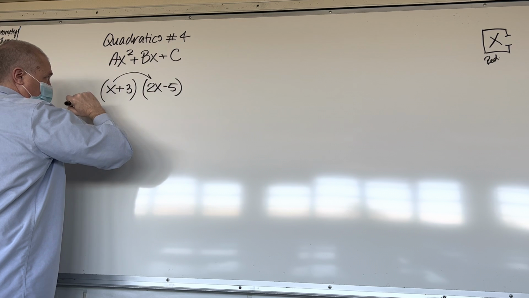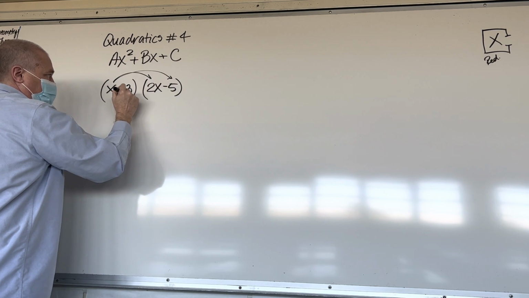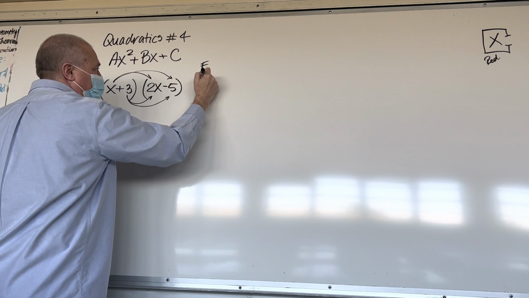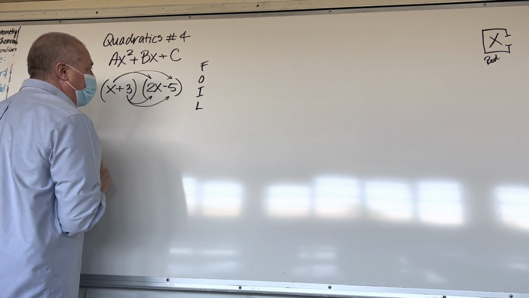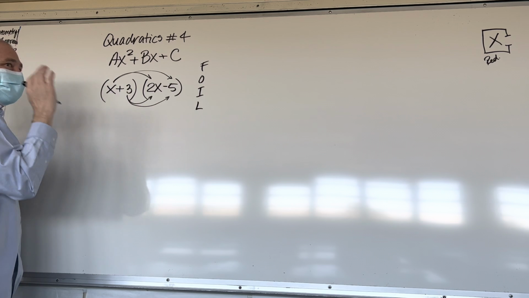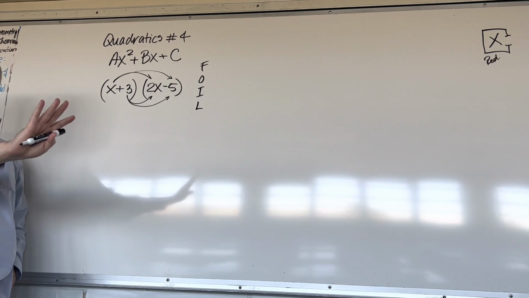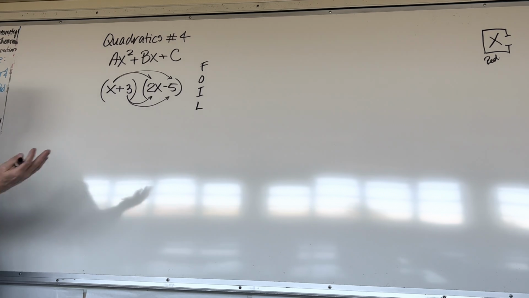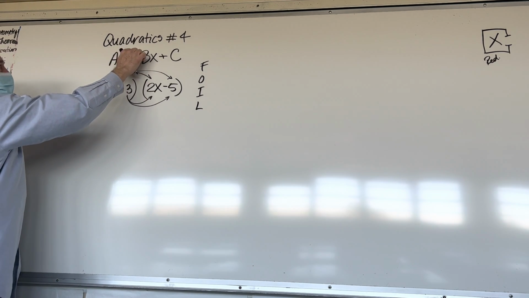First, outside, inside, last, F-O-I-L. How many multiplication steps? Now you're back to that. Okay, that's the 4. Everybody go like this, do 4. Okay, that's your quadratic. And how does it produce the power 2?